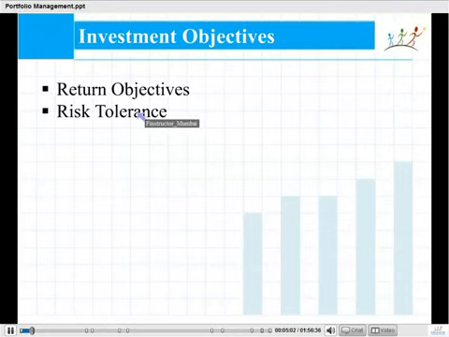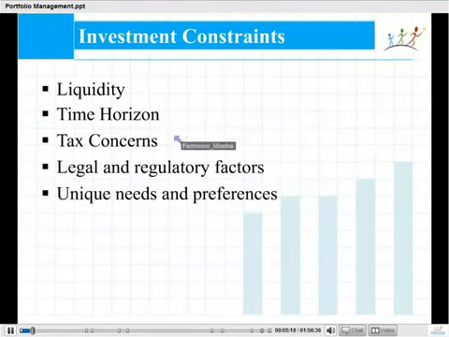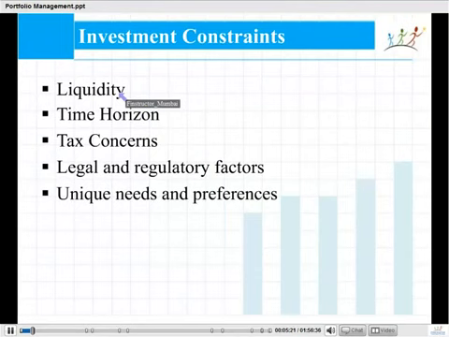So return objectives and risk tolerance will come from the personal circumstances of the client. Once you have fixed on the return and risk objectives, you will go and look at the constraints on the portfolio. Constraints are broadly categorized in 5 heads, namely liquidity constraints. So liquidity constraints tell us, is there any immediate requirement for cash that is going to come now or in the near future.